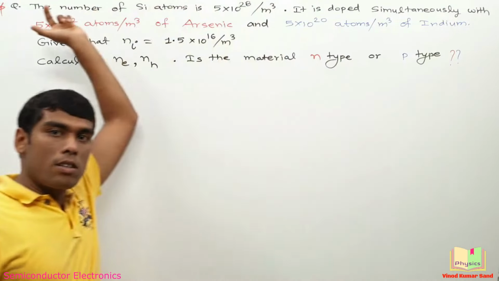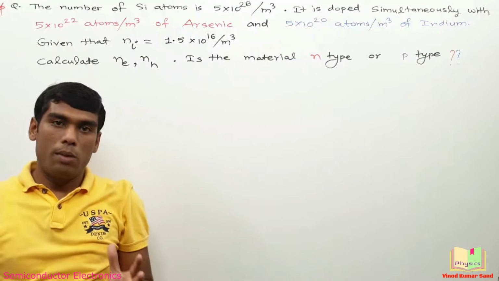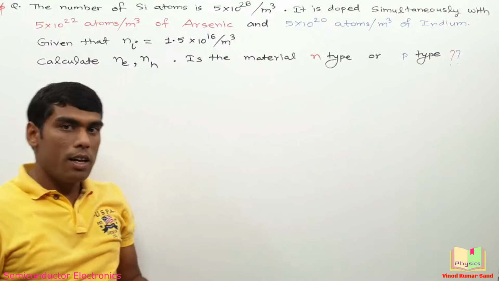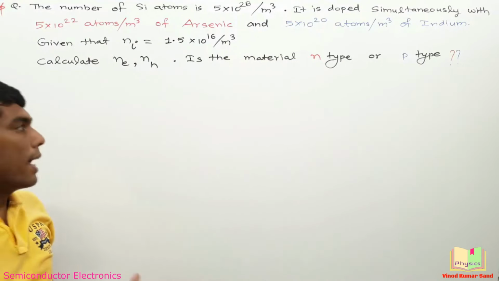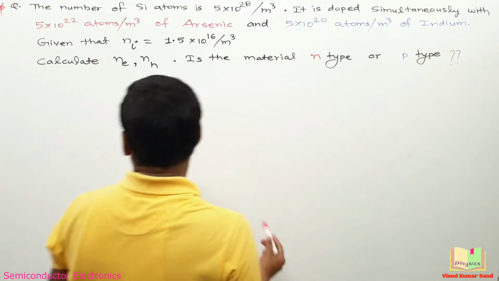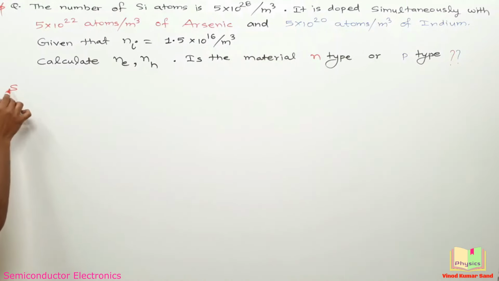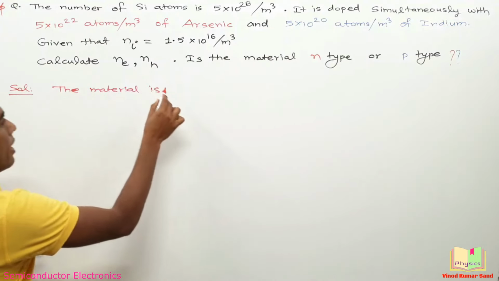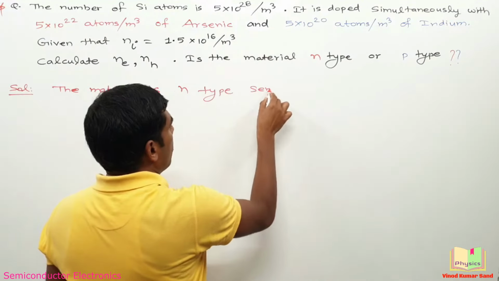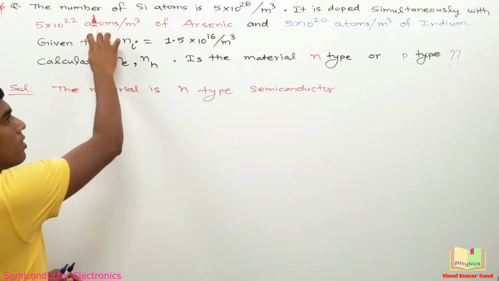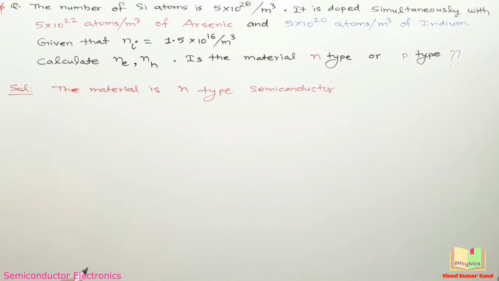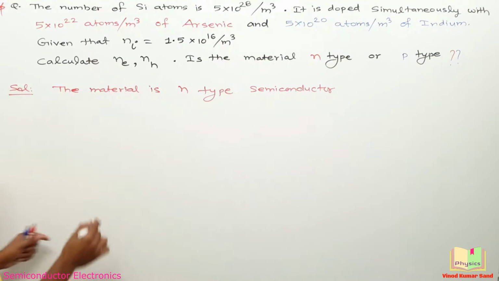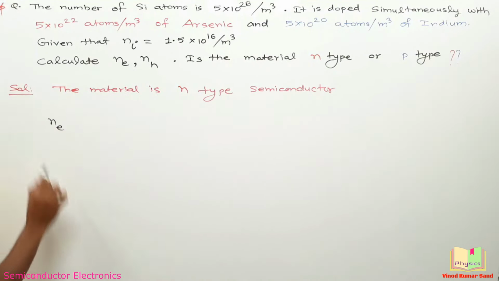It means the arsenic, the pentavalent impurity atoms, are dominant. So the material should be N-type. First answer is clear and easy. The material is N-type semiconductor because this density is more. Now we go for further calculation of Ne and NH. Let us look for Ne.